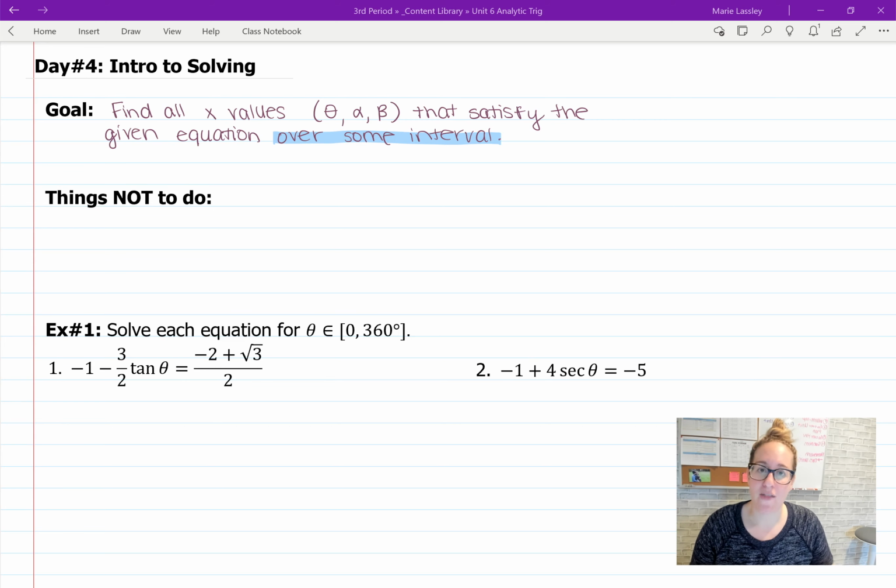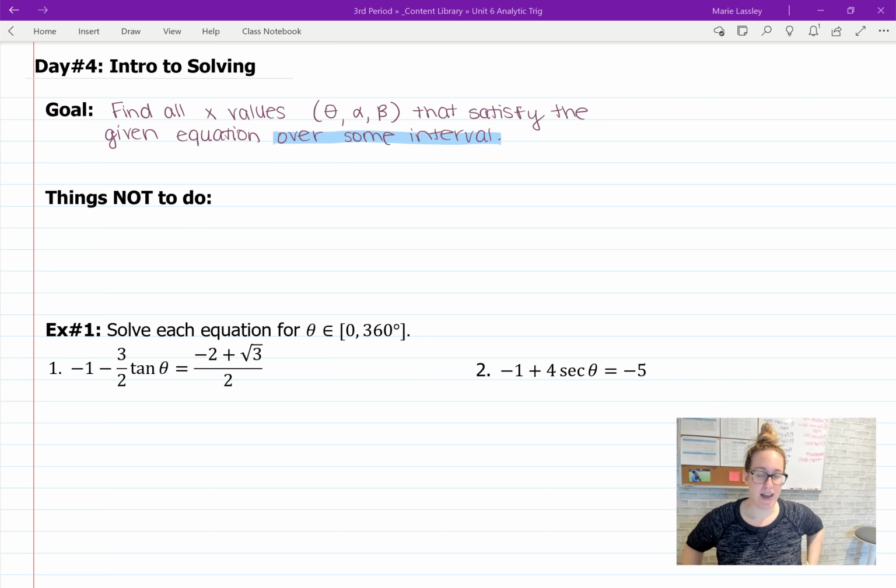But I'll touch on that in the next class's notes a little bit more. But that piece kind of got cut out. So anyways, our goal is to find all x values, or theta or beta, whatever, that satisfy the equation between, for these ones, 0 to 360. And we might have multiple answers, and that's okay.